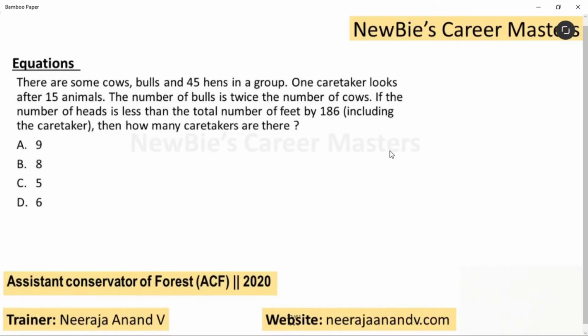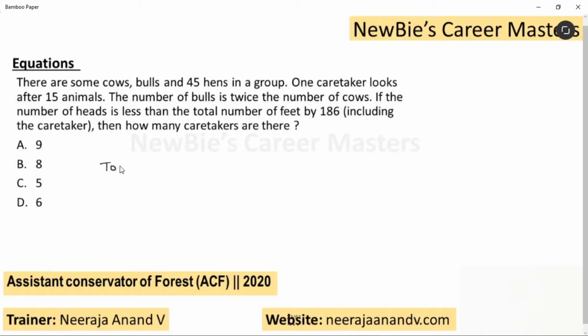Next equation question is, there are some cows, bulls and 45 hens in a group. One caretaker looks after 15 animals. The number of bulls is twice the number of cows. If the number of heads is less than the total number of feet by 186, including the caretaker, then how many caretakers are there?